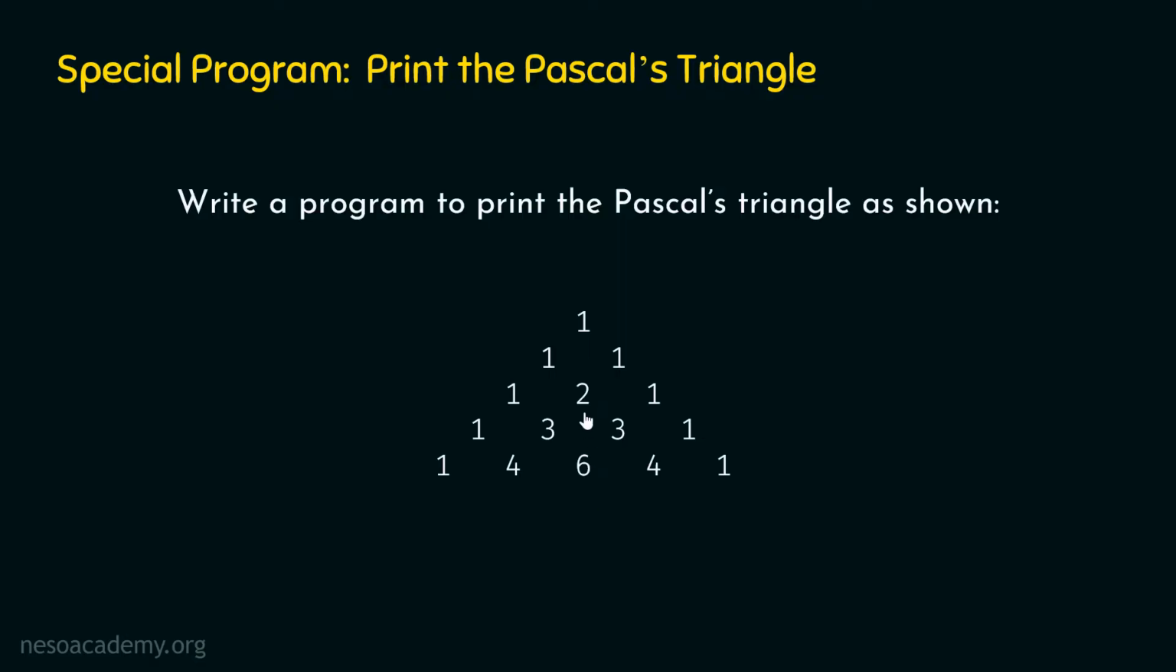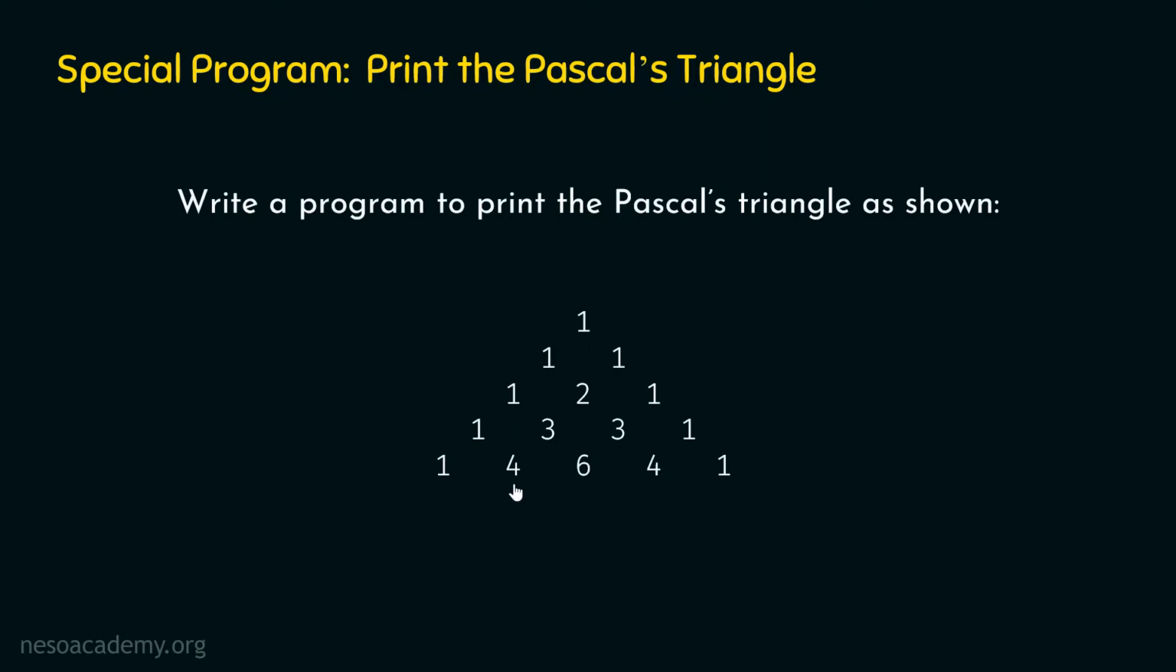In order to obtain this value, we need to add these two values. 1 plus 1 gives us 2. Similarly, if we want to obtain this value, then we need to add these two values. 1 plus 2 gives us 3. Here 2 plus 1 gives us 3. That is why we have 3 and 3 over here. Because 1 plus 2 is 3 and 2 plus 1 is also 3.